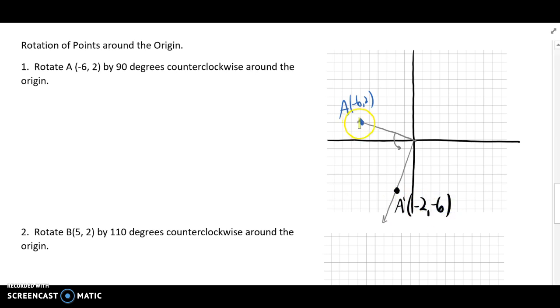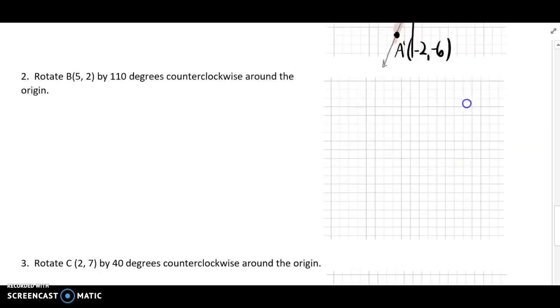Good news, the length of this yellow segment is the same as the length of that segment, which has to be true for these rotations. The point is equidistant from the origin, so those are equal, and this is our point. When you're rotating by 90 degrees, you flip-flop the x and y values. What was y becomes the opposite of that, becomes a new x value, and what was x becomes the y value. That's for 90 degrees.